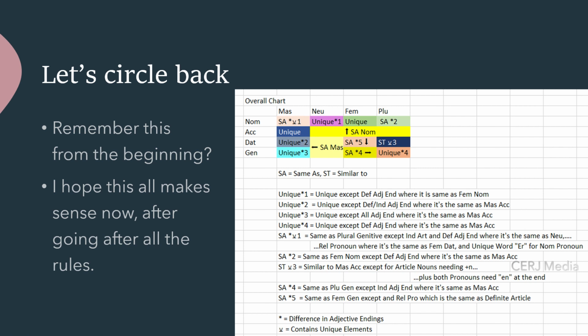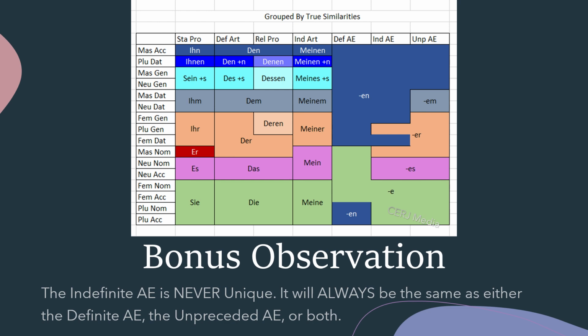So let's circle back to the beginning. Remember this chart? Hopefully this all makes sense now. You can see unique *1. That means that this right here is unique, except the definite adjective ending, where it's the same as feminine nominative. Remember, it was E. You can look at that right here, where this is the green area. This is unique, except right here, it's E.